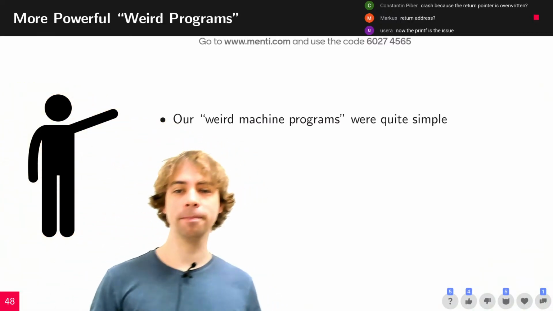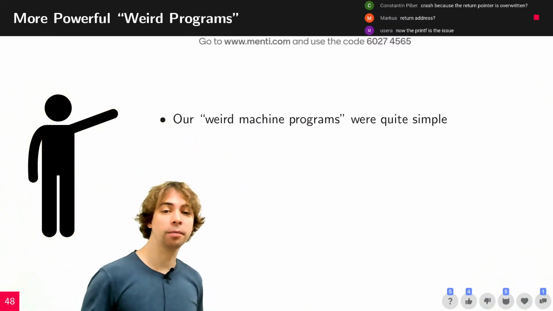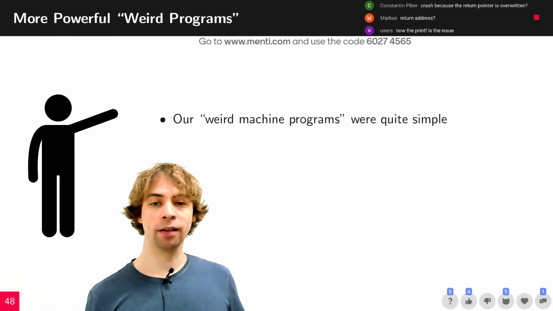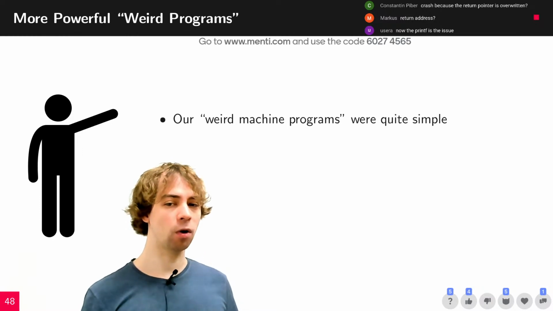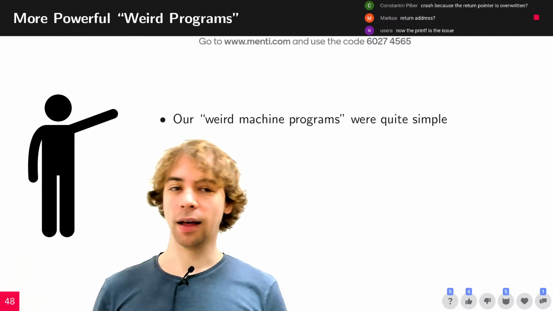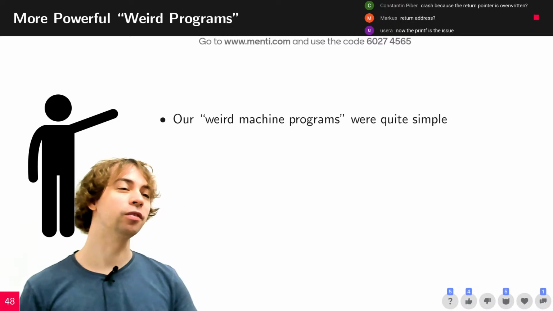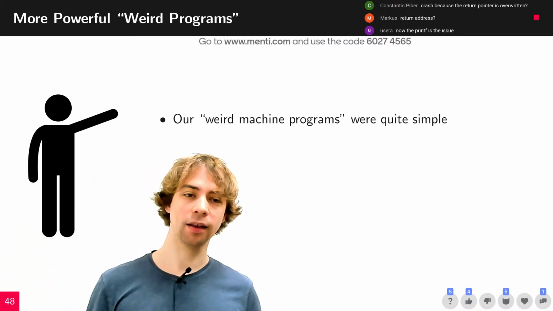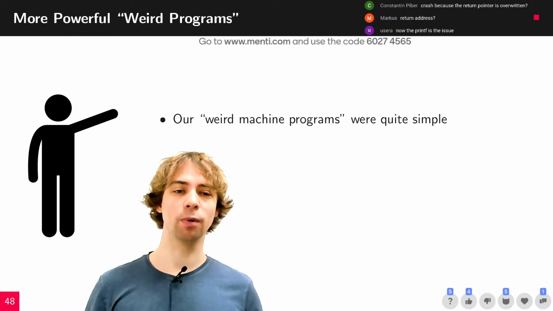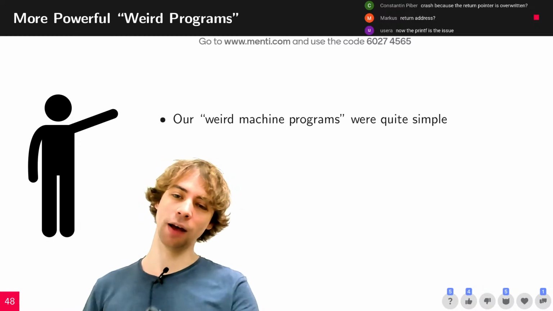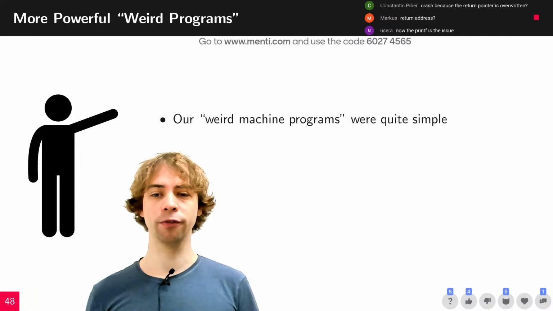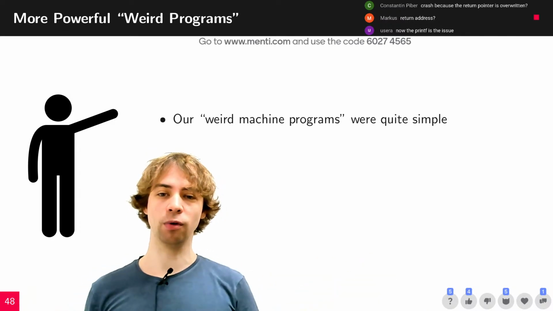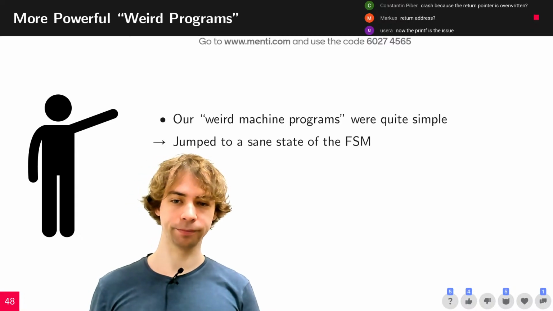Well, our weird machine programs work quite simple, but actually real exploits can get super, super complicated, especially if it's about exploiting a race condition, winning a race condition to get into a weird state. Then things can get much more complicated. Or sometimes you have a sequence of operations that you have to perform, and you actually chain up things to get a more powerful exploit.